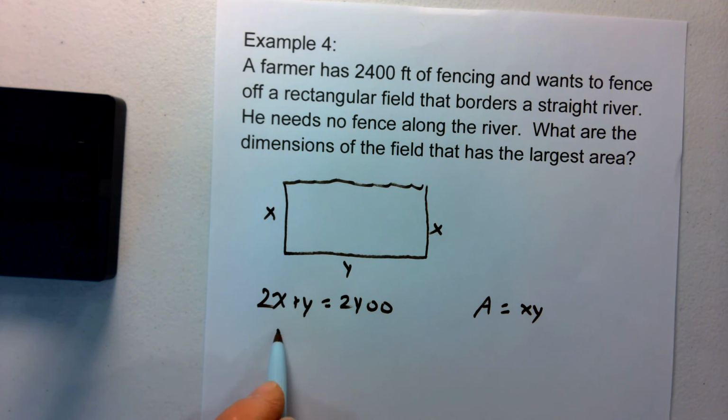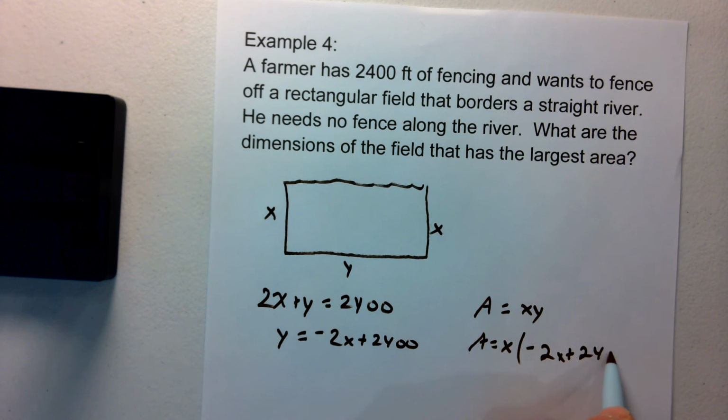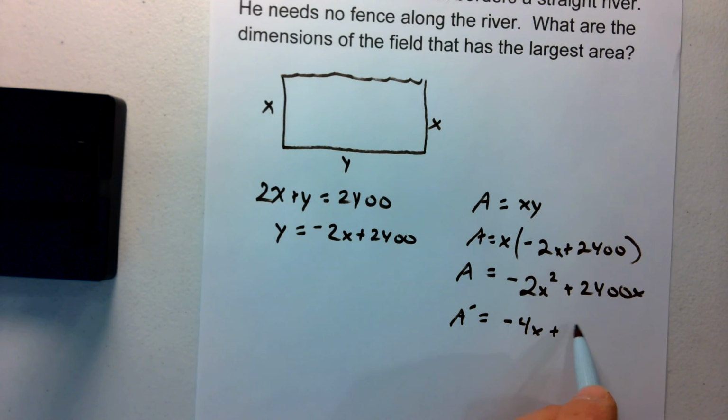Go ahead and eliminate one of my variables. I'm going to subtract my 2x over, so I get negative 2x plus 2,400 equals my y value. Plug that in for my y into my area. So I have x times negative 2x plus 2,400. Multiply my x through, I get negative 2x squared plus 2,400x. I'm going to go ahead and find the derivative of that. So I get negative 4x plus 2,400. Set it equal to 0.